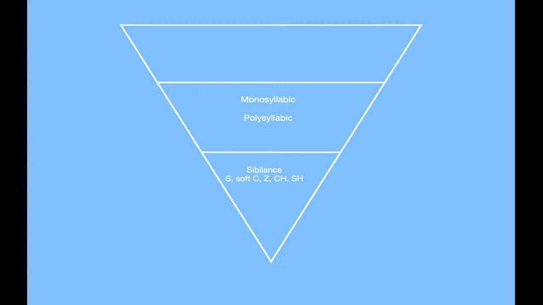So polysyllabic, many syllables. Trying to think of some polysyllabic words. Interdimensional, there you go, there's a really complex word. Interdimensional, six syllables. It's really complicated. Its meaning is really complicated. When we hear lots of polysyllabic words, it gives us information that lets us know that the thing that we're reading about or hearing is complex.